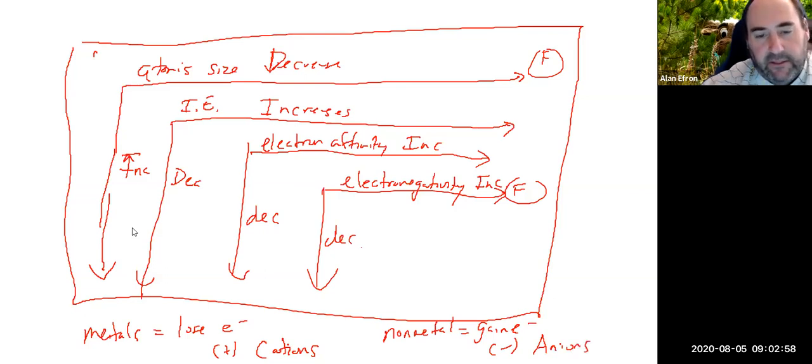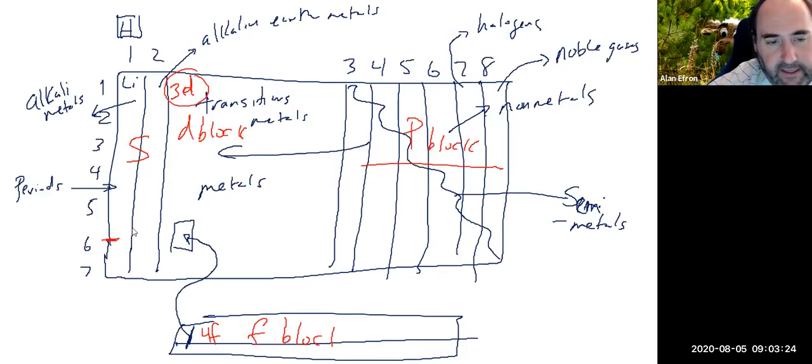So these periodic trends really do help us understand why we see metals typically losing their electrons, while our nonmetals are typically gaining their electrons in those processes. So that also ties into the idea of cations and anions and the periodic table. So we'll go back this way here.